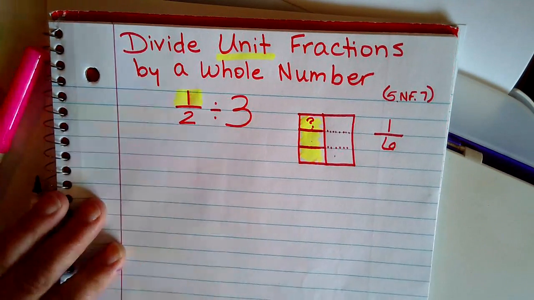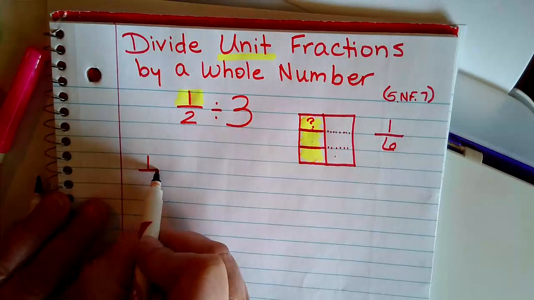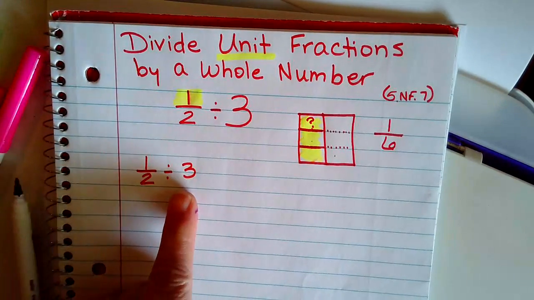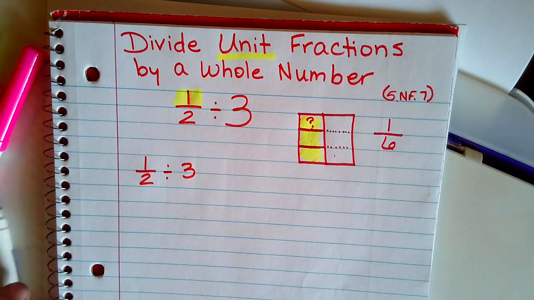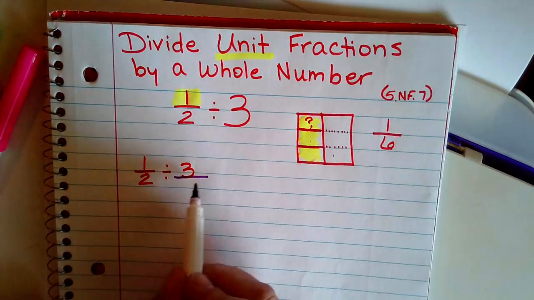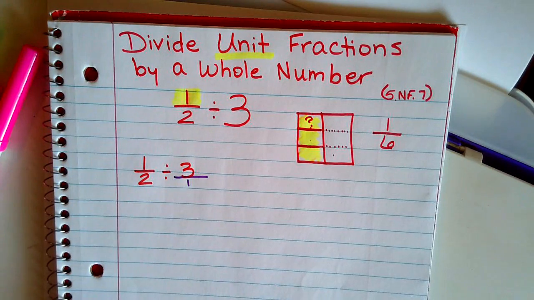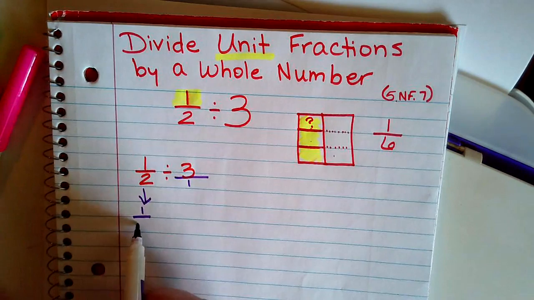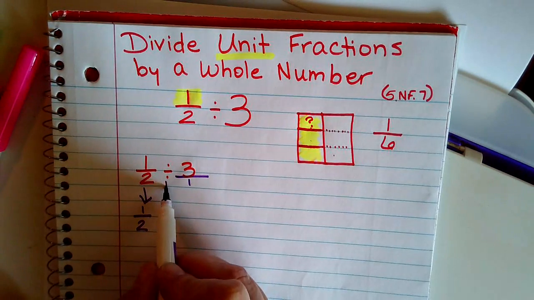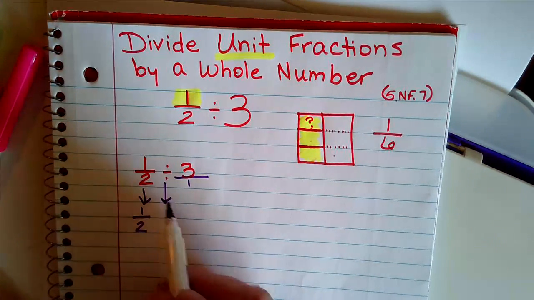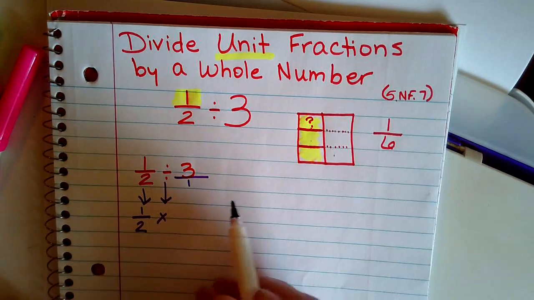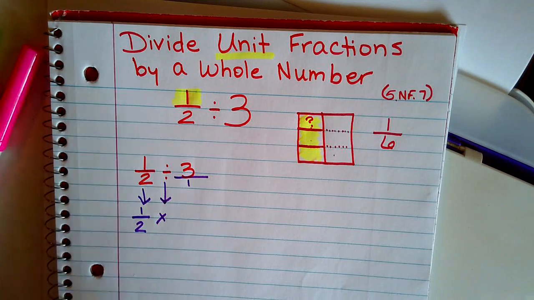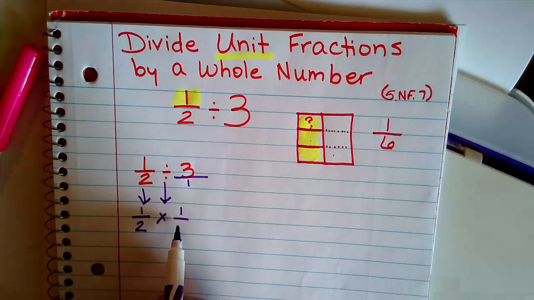Now, the old school way, okay, 1/2 divided by 3. We're going to make this whole number a fraction by putting a 1 under it, okay? Then we're going to keep our 1/2. We're going to change our division into multiplication. And then this last fraction, we are going to flip. So it would be 1/3.